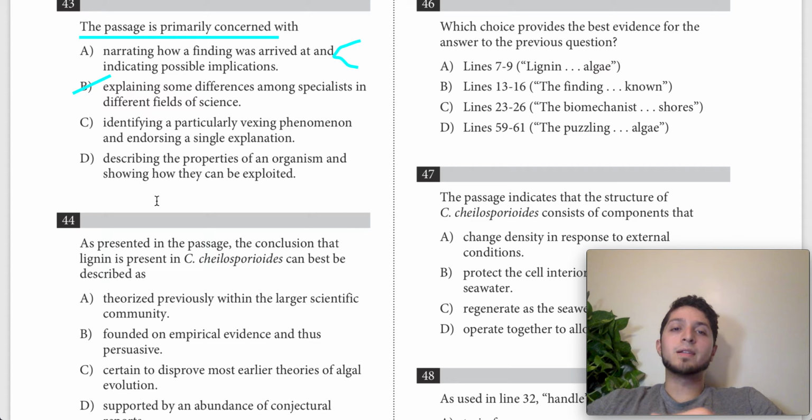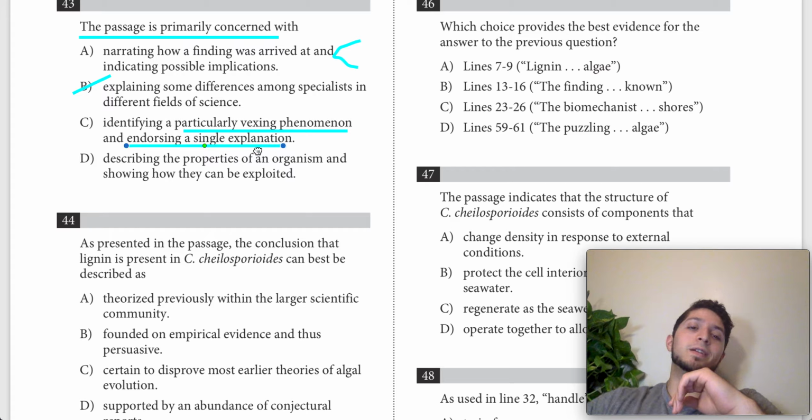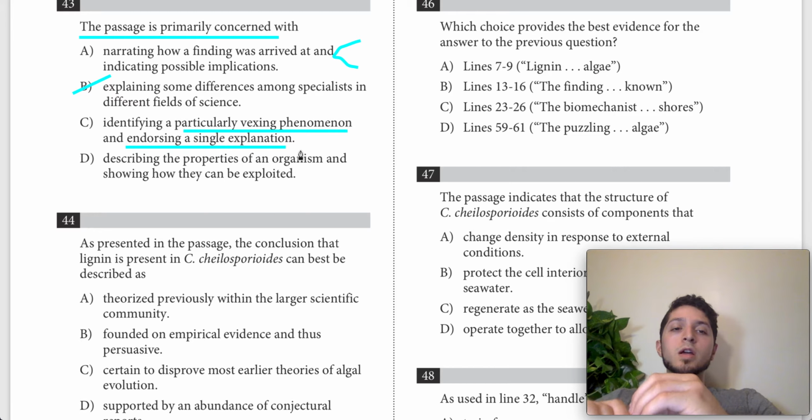C says that the passage is concerned with identifying a particularly vexing phenomenon and endorsing a single explanation. One thing that we should note here is the strong language, again, something we should be averse to. This says particularly vexing. Vexing is a very strong word, and then we're qualifying it by saying it's particularly vexing. And then here, endorsing a single explanation, which is very absolute. So for these reasons, I'm skeptical of this.